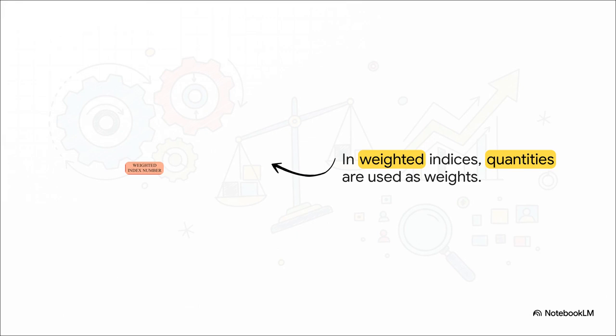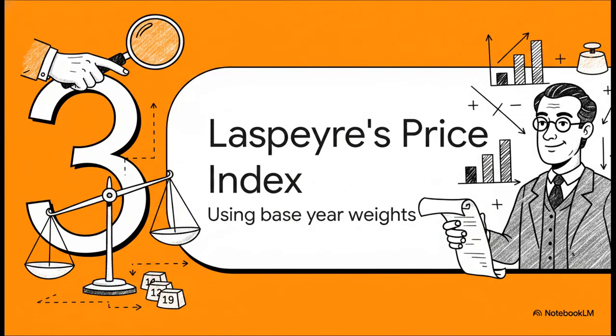But what exactly is a weight when we're talking about the math? Well, economists achieve this fairness by using the actual quantities of items you buy. By multiplying the price of an item, which we'll just call P, by the quantity typically consumed, represented by the letter Q, they can reveal the true economic trends that reflect actual human behavior. That brings us to Part 3, Laspeyres Price Index.